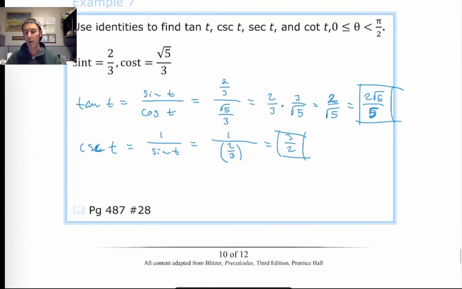You can do it. Secant is the reciprocal of the cosine function. Cosine of t is √5/3. So secant's going to be 3/√5, which you can rationalize the denominator if you want to and write it as 3√5/5.